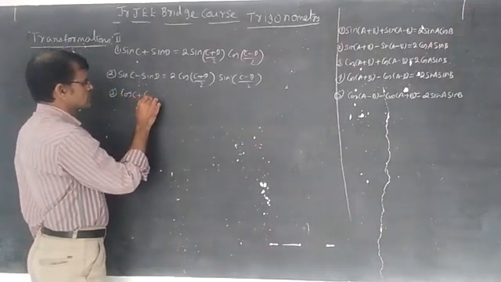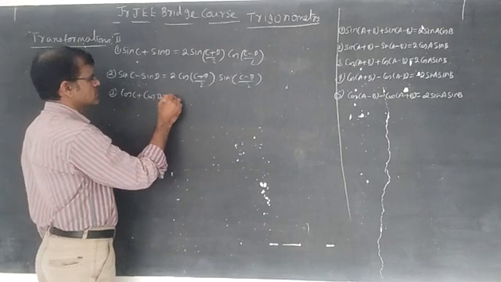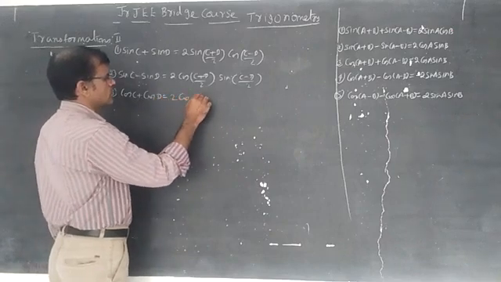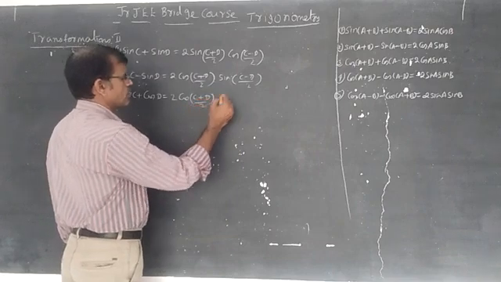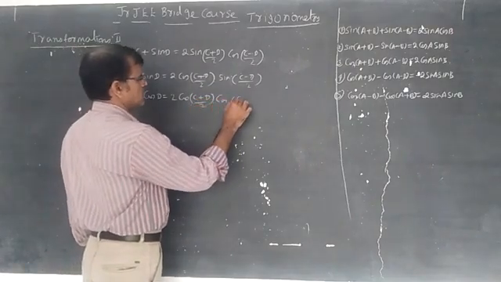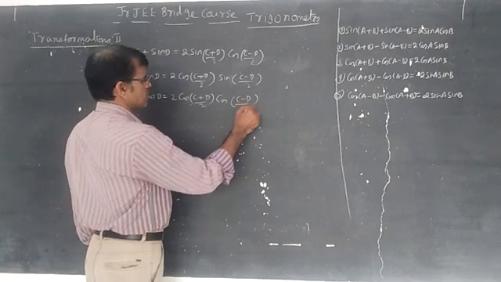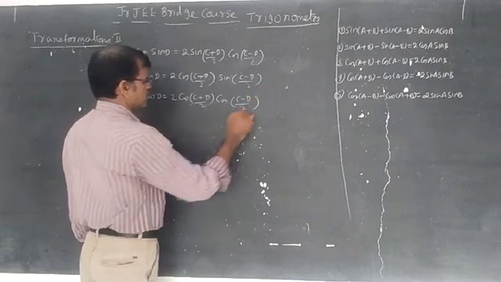Cos C plus cos D, the third formula. 2 cos of (C plus D) by 2, depending upon the formula 2 cos A cos B, into cos of (C minus D) by 2.